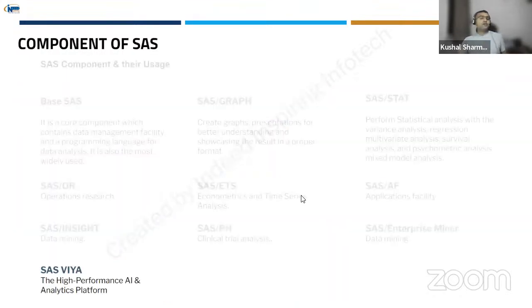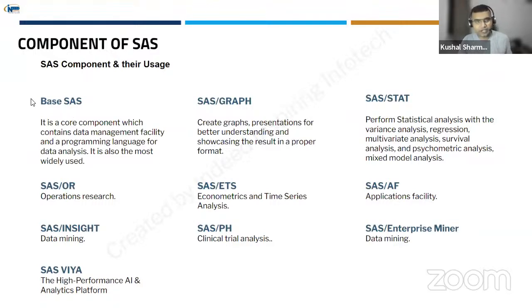Let us move ahead. What are the components of SAS? We have seen them on the website also. Base SAS is the core component, which contains a data management facility and a programming language for data analysis, and it is the most widely used. Then we have SAS OR, where OR stands for operations research. Then SAS Insight, which is for data mining, and SAS VIA for a high performance AI and analytics platform. Then we have SAS Graph, which is for creating graphs, presentations, and showcasing the results in a proper format.